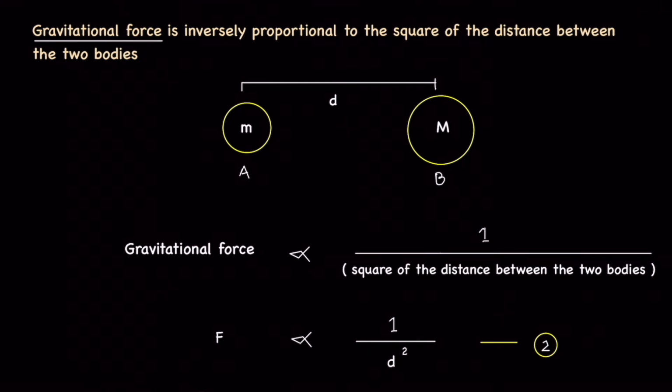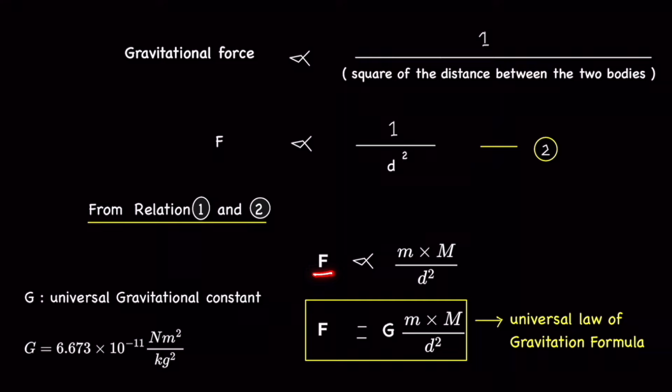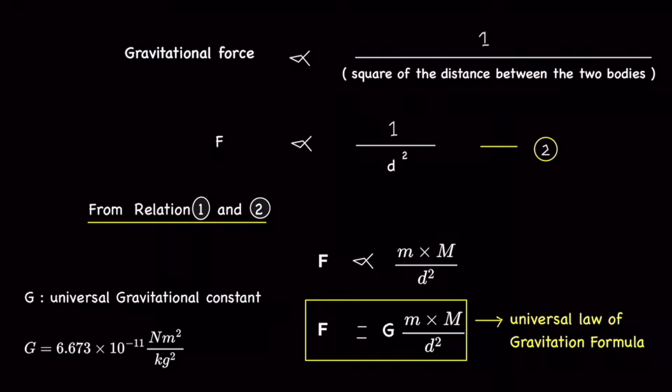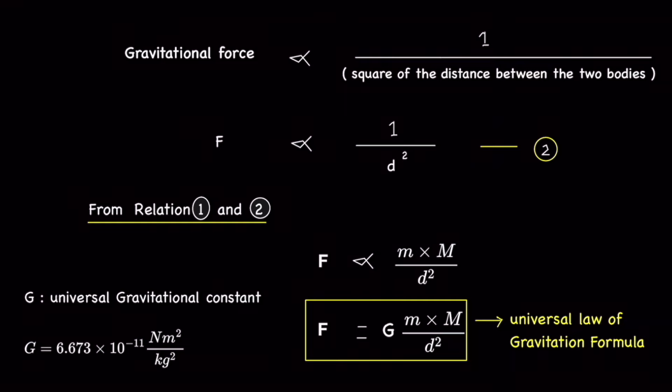So from relations 1 and 2, F is proportional to the product of the masses and inversely proportional to the square of the distance between them. When we change the proportionality to an equal to sign, we have to introduce a constant. Why do we need to change proportionality to equality? Because proportionality only gives the relation, meaning how the force will increase or decrease, but it will not give the value, so we can't solve problems based on proportionality.